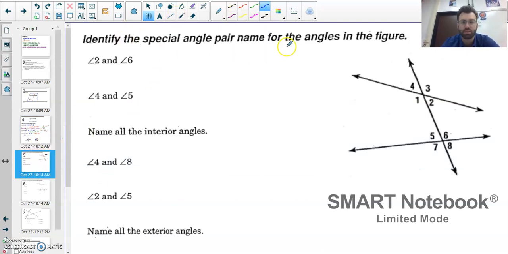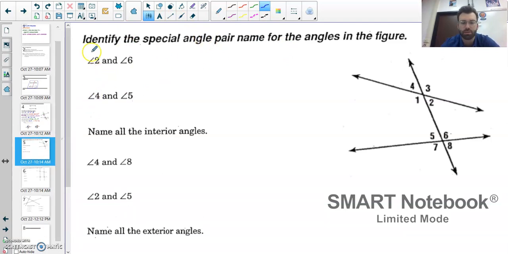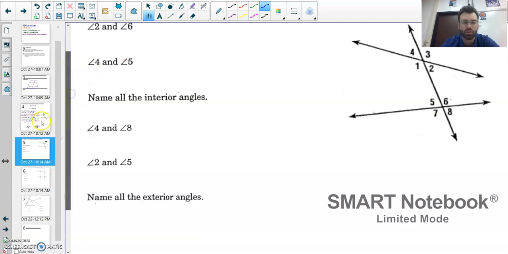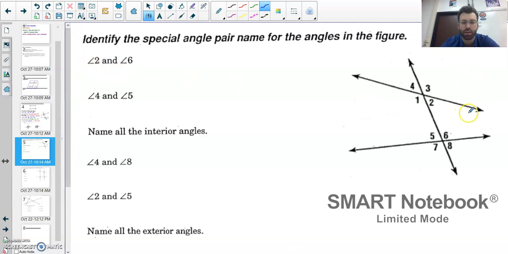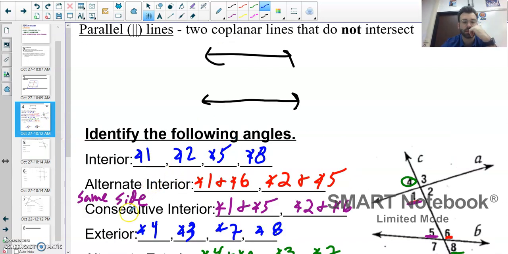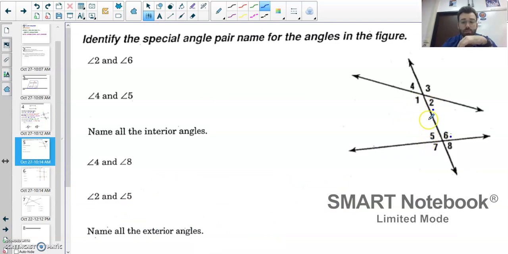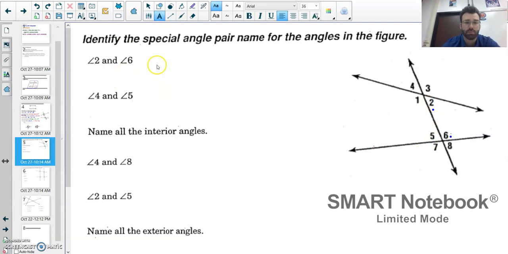All right. So, identify a special angle pair name for the angles in the figure. I'm going to give you the two pairs of angles, then I want to talk about what the angle pair name is, or what they are called. If I look at angles 2 and 6, the first thing I should recognize is that they're on the inside. So our interior angles, we have two options: alternate interior or consecutive, same side interior angles. These do not jump across the transversal, therefore they have to be consecutive.